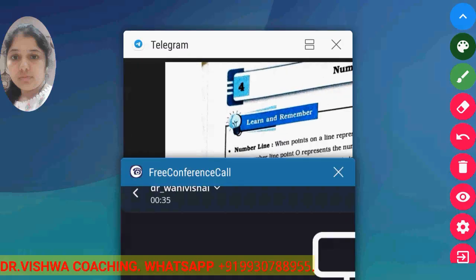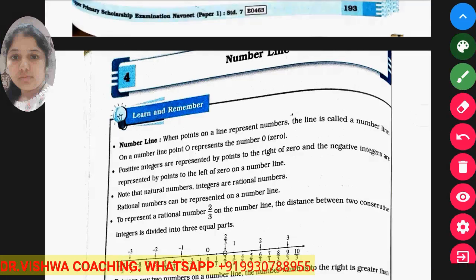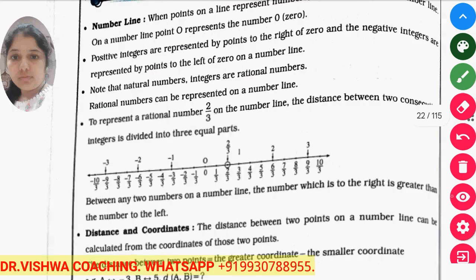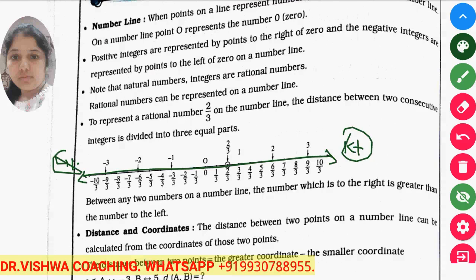Again, the topic belongs to number work only. So you all know about the number line. See, this is the number line which has infinite ends at both sides. This is called the left hand side and this is called the right hand side.